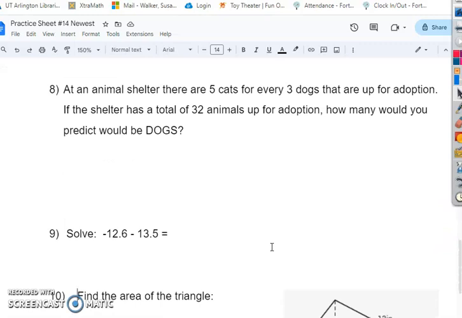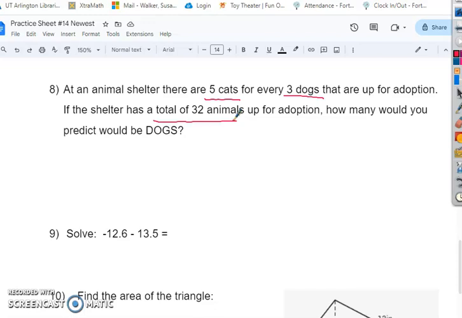Okay. Number 8, I definitely want to spend a little more time on. This says, at an animal shelter, there are 5 cats for every 3 dogs that are up for adoption. Every time I see something like this, and I know it's because I've been teaching so long, I recognize this as either a ratio or a rate. I could call it a rate because we have different units. If the shelter has a total of 32 animals up for adoption, how many would you predict would be dogs?